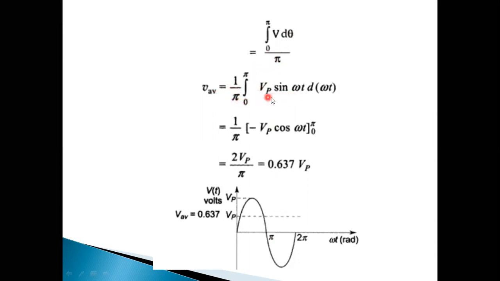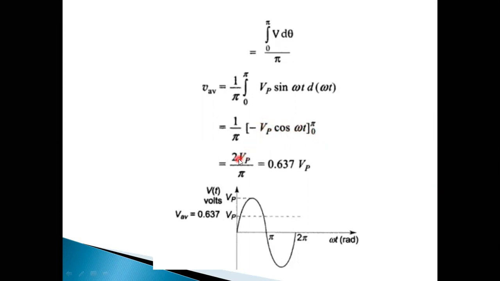This is the voltage equation in sinusoidal format: Vp sine omega t d omega t. Vp, or Vm, is also the same, the peak value or amplitude, the maximum value. 1 by pi, the integral of sine is minus cos omega t, and the interval here is 0 to pi. Substitute the upper limit and lower limit. Cos pi is minus 1, cos 0 is 1, and make it one concise part.